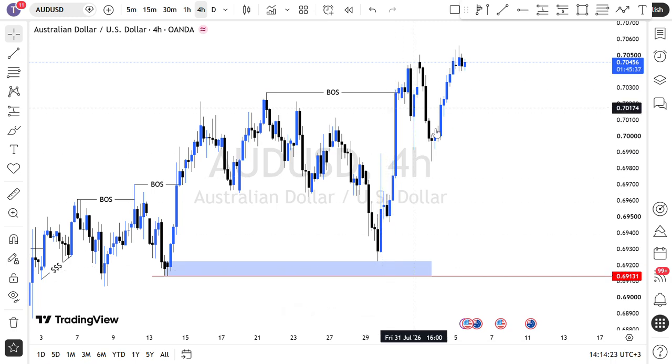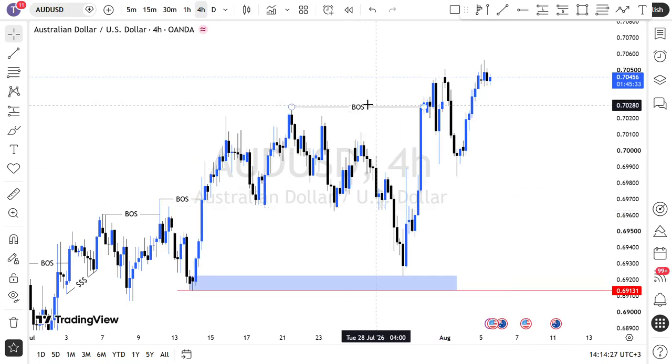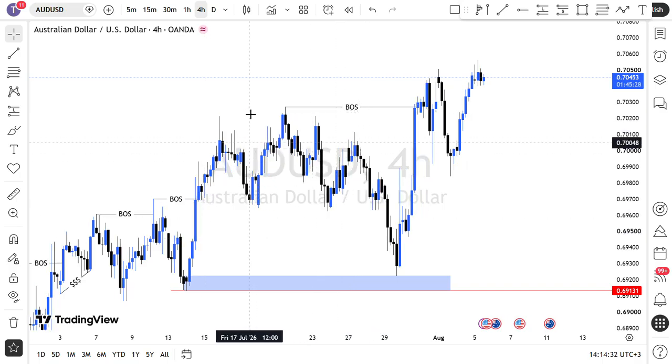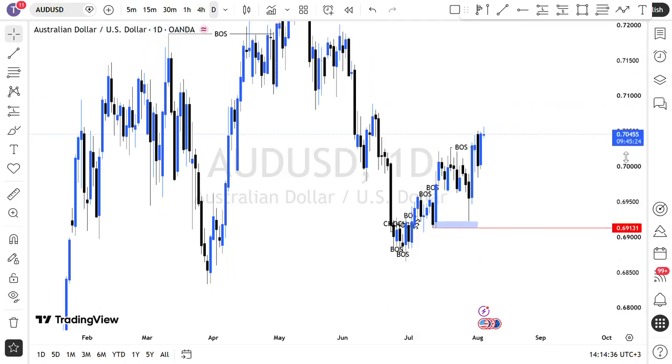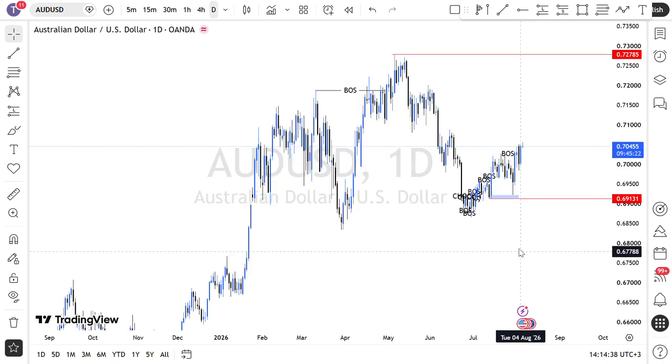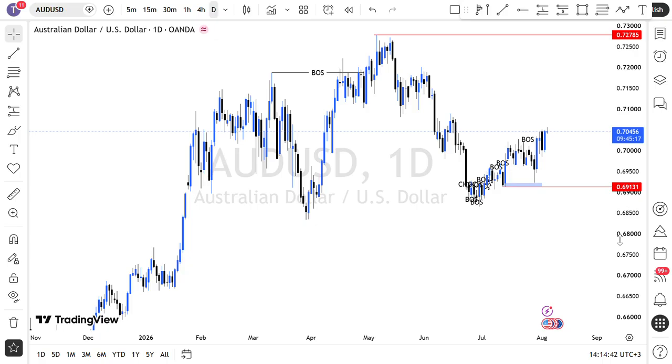Then we had this massive aggressive movement to the upside. So price formed a new break of structure to the upside at this point. Before I go into detail, I will start my analysis from the daily time frame, and I'll tell you why I was looking forward to see some buying opportunities to the upside.